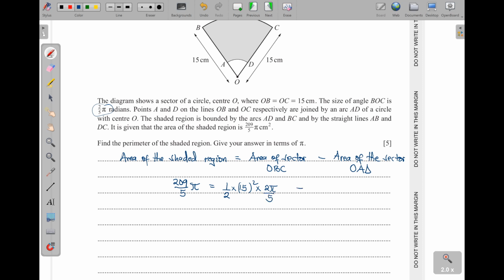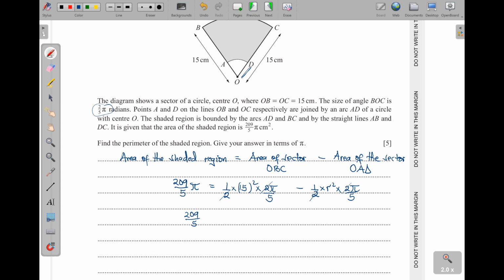Then we subtract the area of the sector OAD, the smaller one, which is going to be a half times r squared. We don't know its radius, we don't know this distance here, okay? Then times 2 pi over 5 as the angle. Now, of course, these two can cancel, this one here, and then this one also here. Even the pi can go because it is common everywhere, okay?